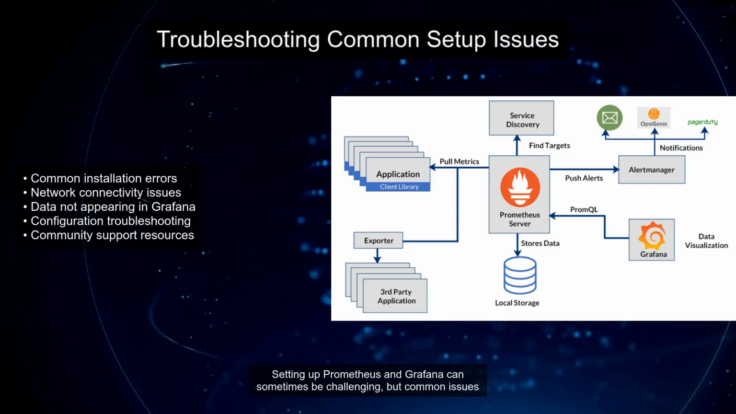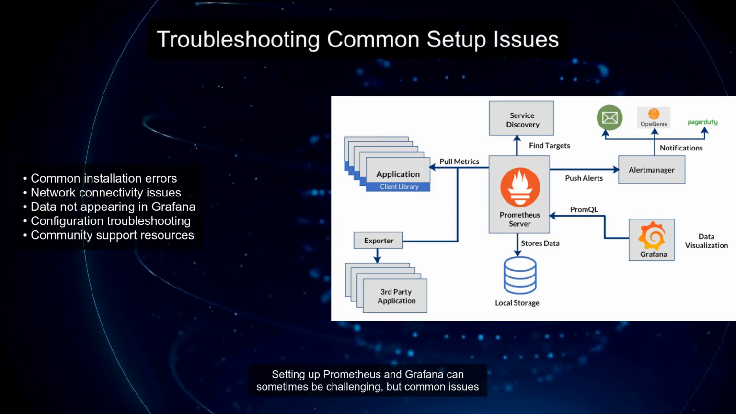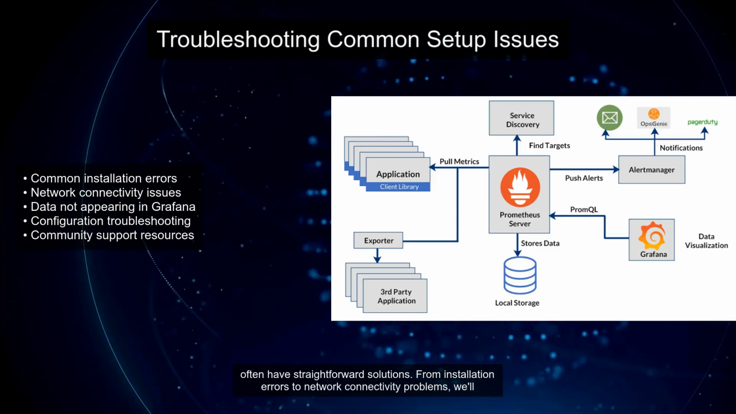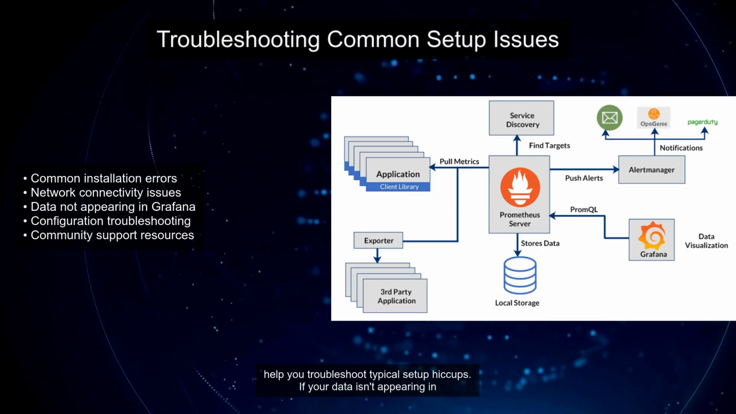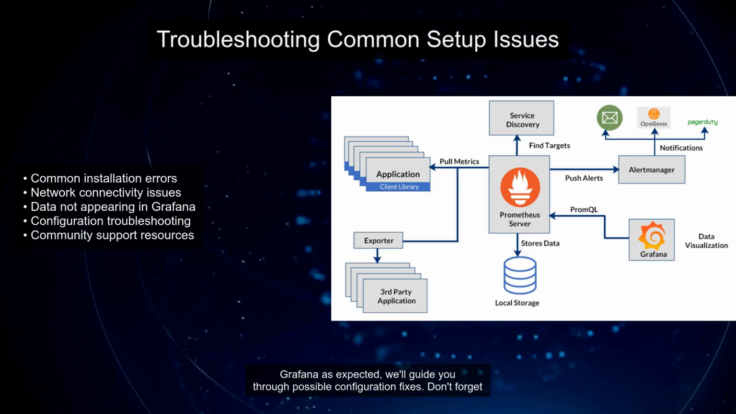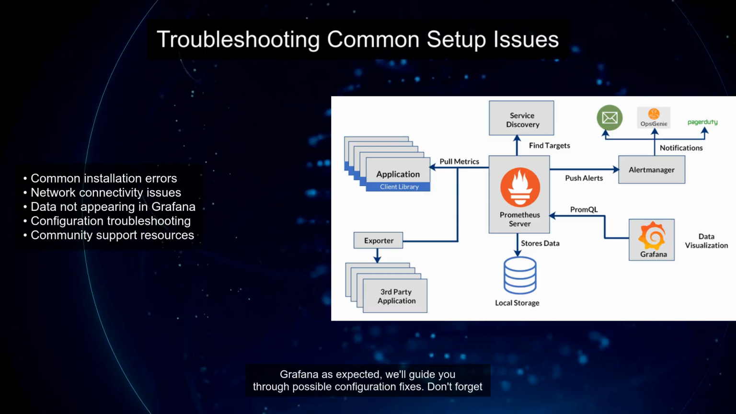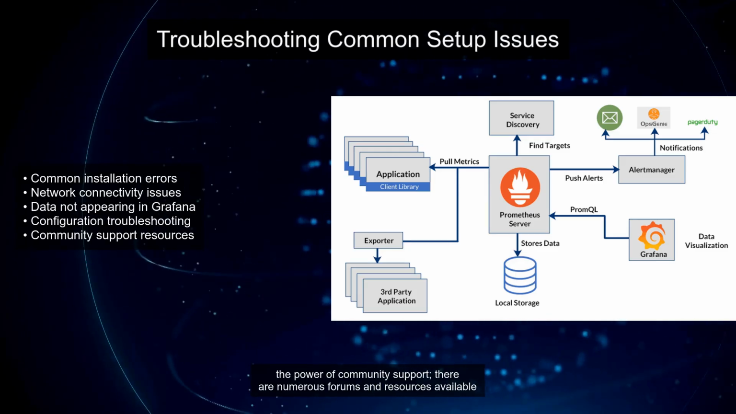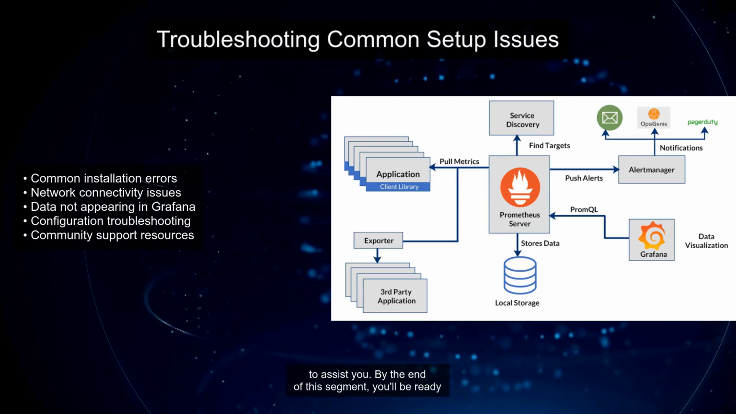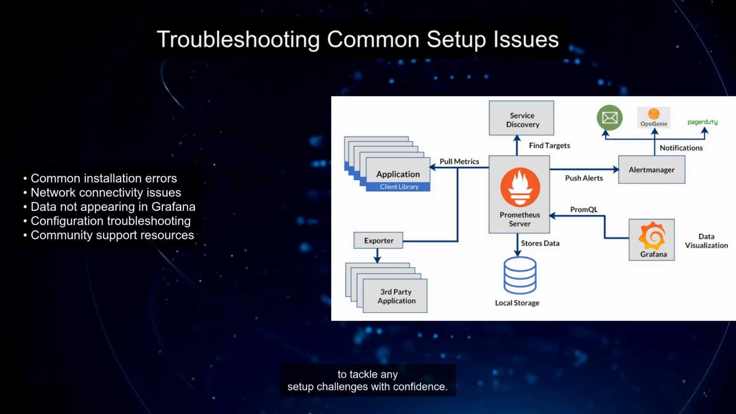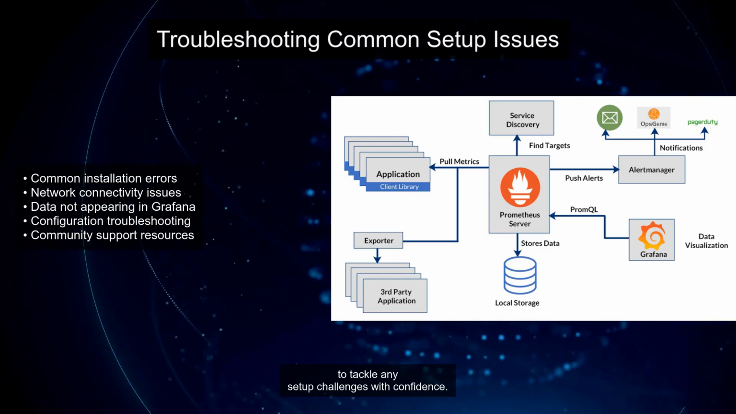Setting up Prometheus and Grafana can sometimes be challenging, but common issues often have straightforward solutions. From installation errors to network connectivity problems, we'll help you troubleshoot typical setup hiccups. If your data isn't appearing in Grafana as expected, we'll guide you through possible configuration fixes. Don't forget the power of community support. There are numerous forums and resources available to assist you. By the end of this segment, you'll be ready to tackle any setup challenges with confidence.